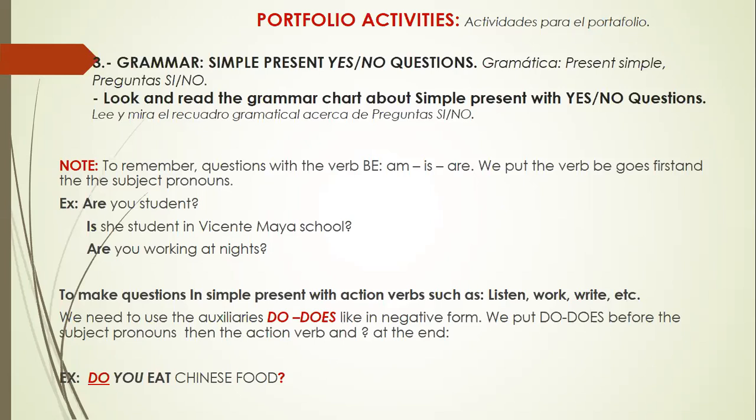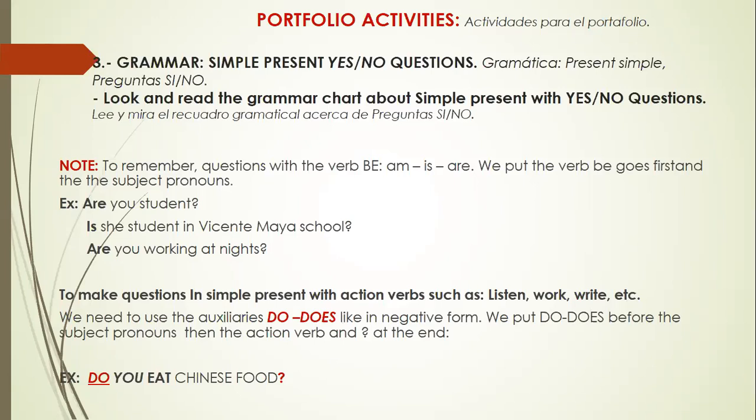Okay, entonces para hacer preguntas en presente simple con verbos de acción, tales como listen, que significa escuchar, work, trabajar, write, escribir, and other action verbs like put, could, swim. You know, there are a lot of them. Here, I choose just three or four in order to introduce these examples. Entonces, aquí he escrito tres. Hay muchísimos más verbos de acción. Solo he escogido tres o cuatro a fin de introducirlo en la clase, okay?